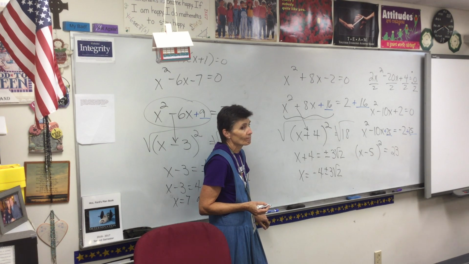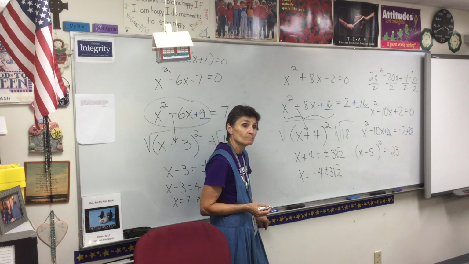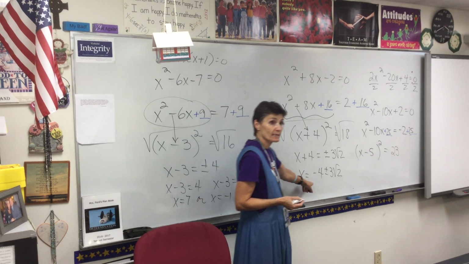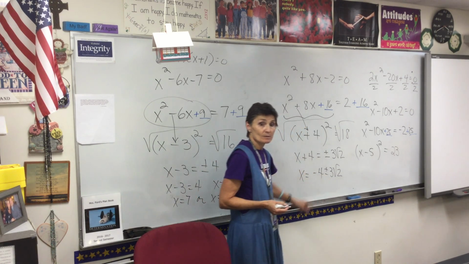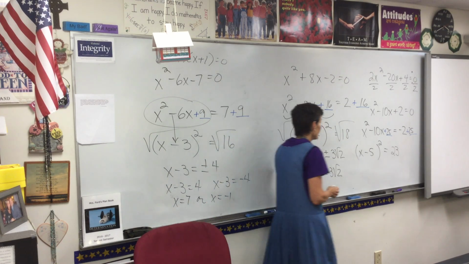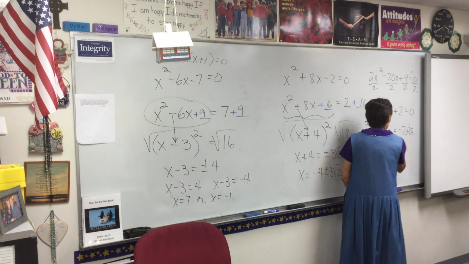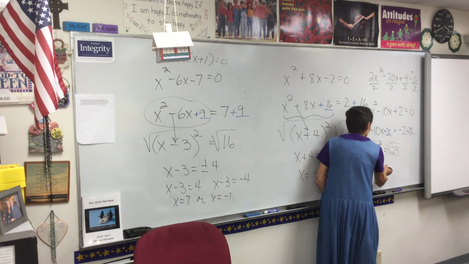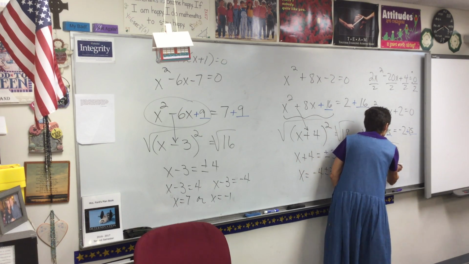But isn't 23 a prime number? It is. So do we just leave it? Well, it just means we're going to have an answer that looks like this. We're not done yet. We need the square root. So x minus 5 will be plus or minus root 23.